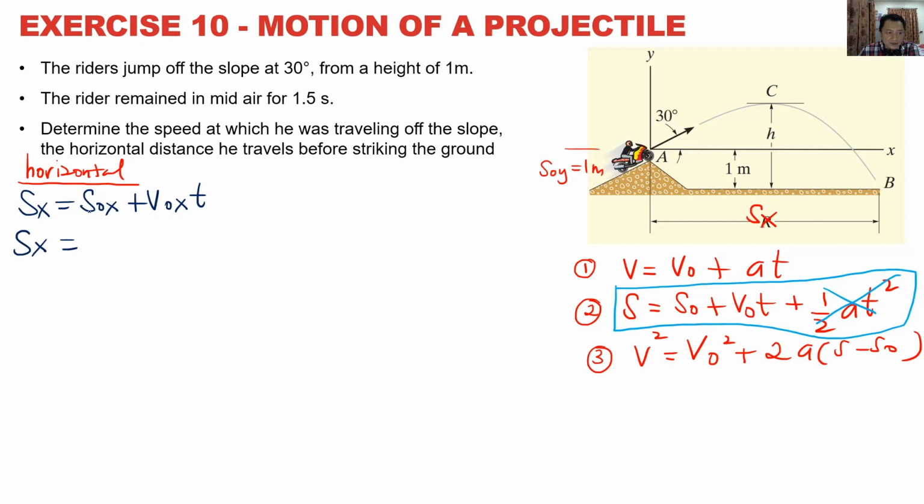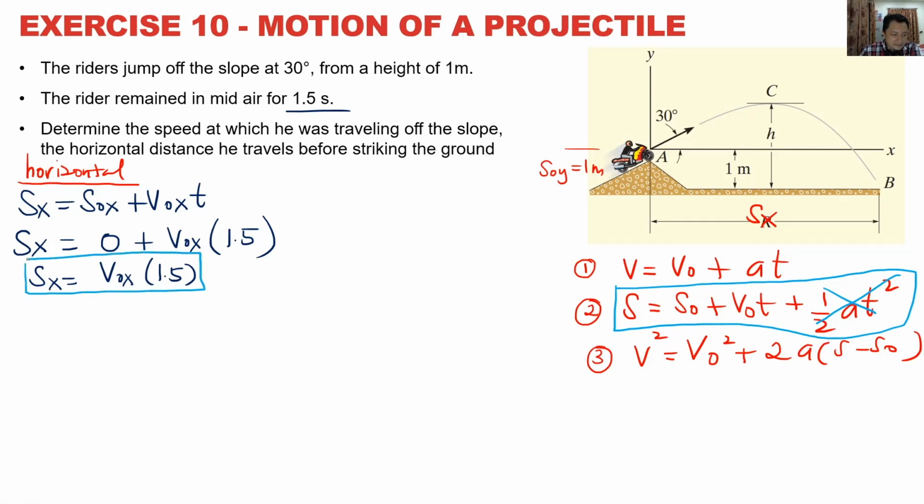Leave it be. Original displacement, definitely it is 0. V naught x t, don't know. V naught x I don't know, but t I know. 1.5 second, 1.5 second. So Sx is equivalent to V naught x times 1.5. So this is an important equation. Keep it. Next, we're gonna solve vertical.